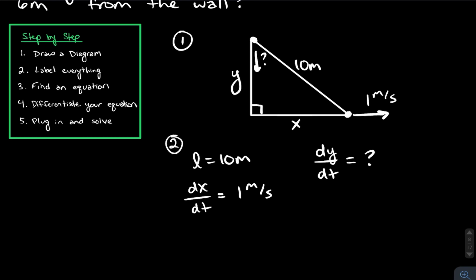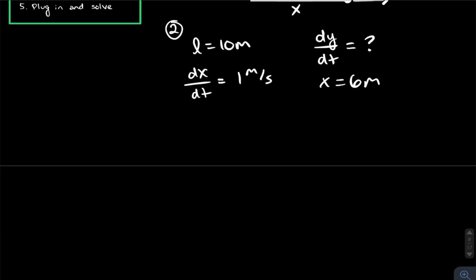So now that we have a pretty good idea, let me see if there's anything else we should label here. Yeah, we could write down x is going to equal 6 meters here. We're not going to plug that in right away. That's something that we do in step 5 at the very end. And by the way, if you do plug this in right away, it's going to mess up your derivative. So again, wait till step 5 to do that.